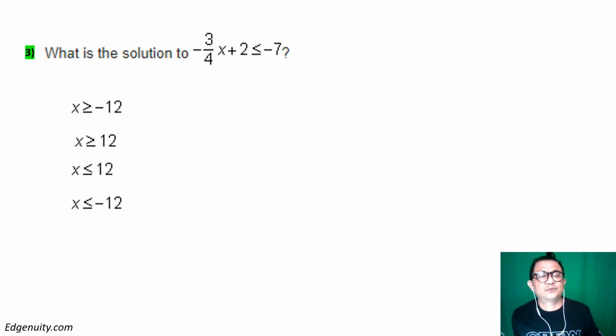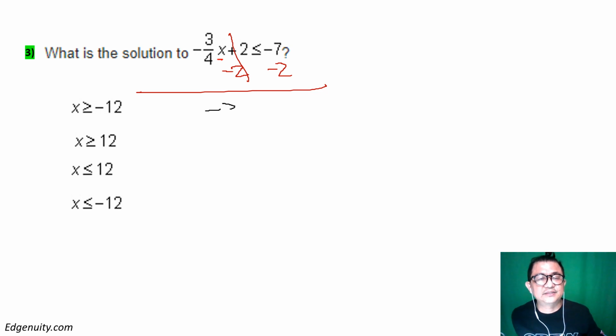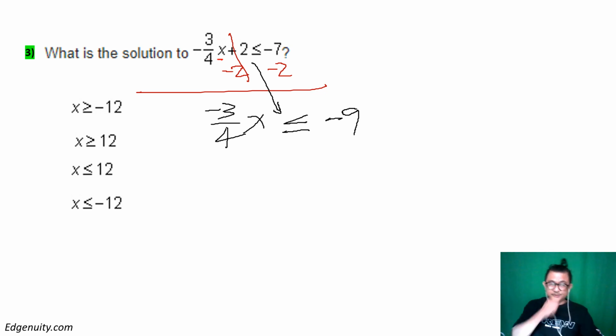Next, what would be the solution? So let's solve. The x is already on the left side. That's good. It makes our life easier. Minus 2, that cancels out. Bring down the negative 3/4 x. Bring down the symbol, less than or equal, negative 7 and 2, negative 9. Are we good so far?